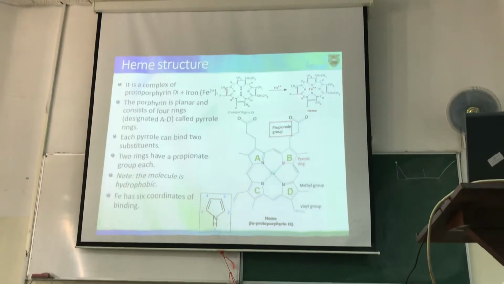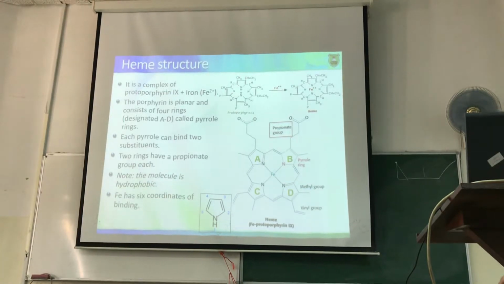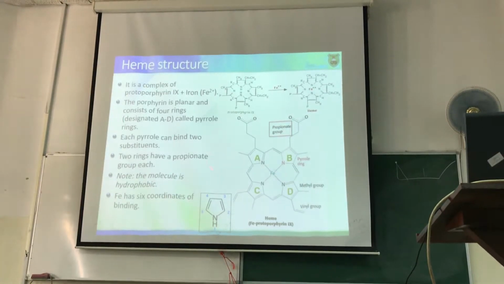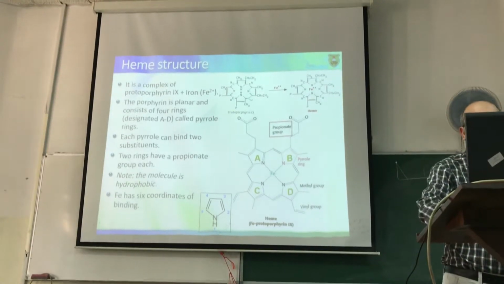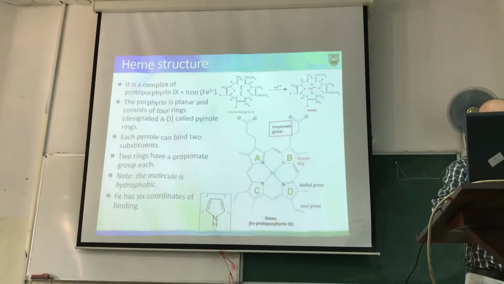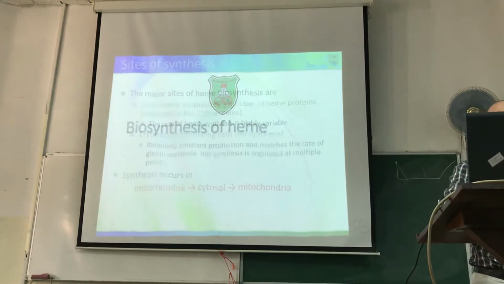In the ferrous state, it has 4 rings, 4 chiral rings, and it also binds to certain substituents, mainly propionate, methyl, and vinyl groups. And it's a hydrophobic molecule. It's a flat molecule. Okay, so we're talking about that. So let's go over biosynthesis of heme.